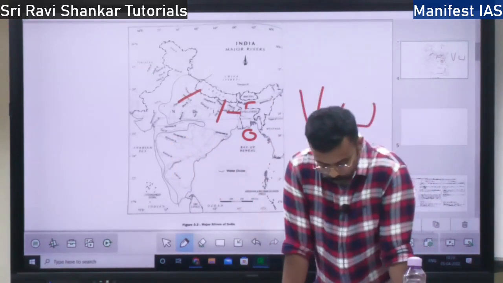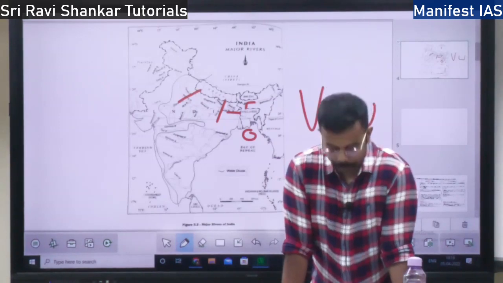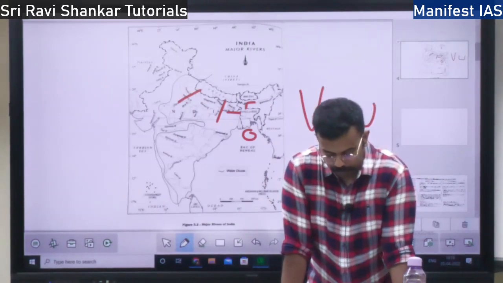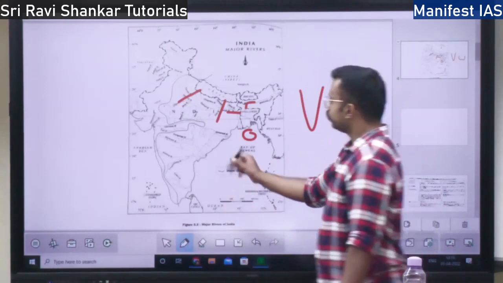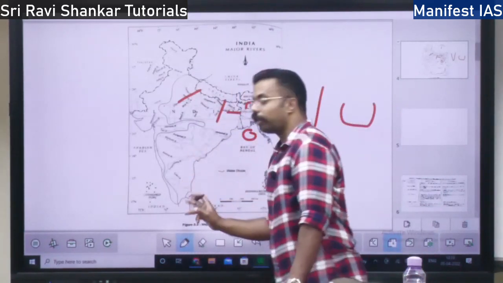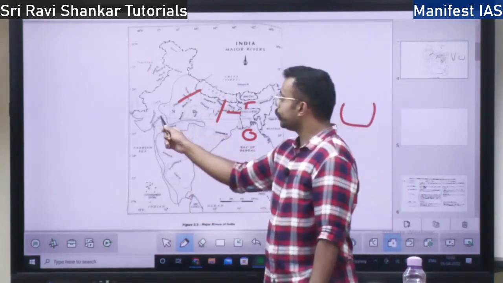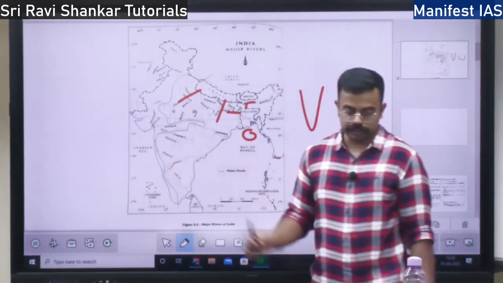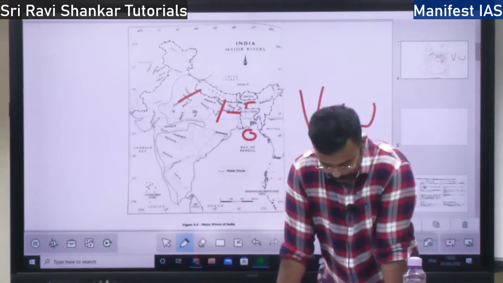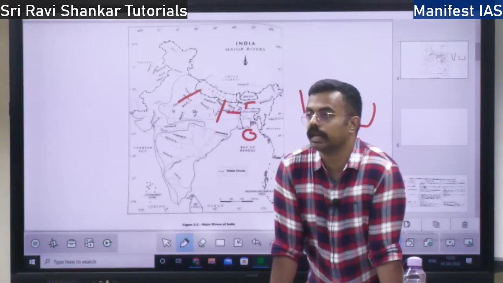So the rivers Mahanadi, Godavari, Krishna and Kaveri flow into the Bay of Bengal, whereas Narmada, Tapi, Sabarmati and Mahi, all these rivers flow into the Arabian Sea region, right? So what are the features of the peninsular rivers?